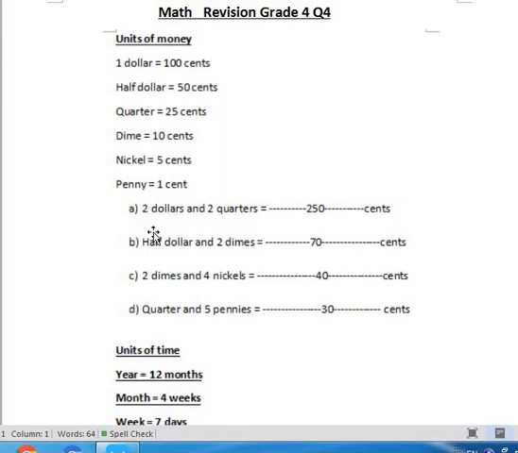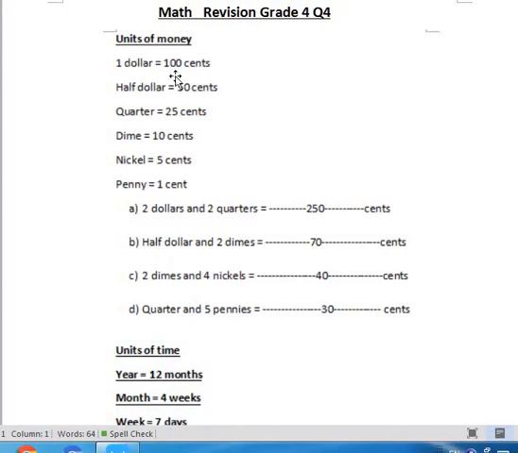So when I say I want to convert $2 and 2 quarters into cents, how can I do it? $2 equals what? For $1 I have 100, so I'm going to multiply 2 times 100, so I have 200 cents. And 2 quarters, 1 quarter is 25, so 25 times 2 will give you 50, so it's 200 plus 50, right? So it's 250 cents.